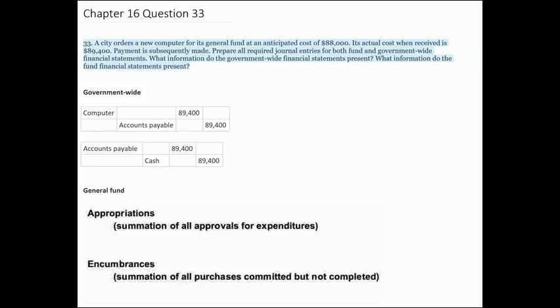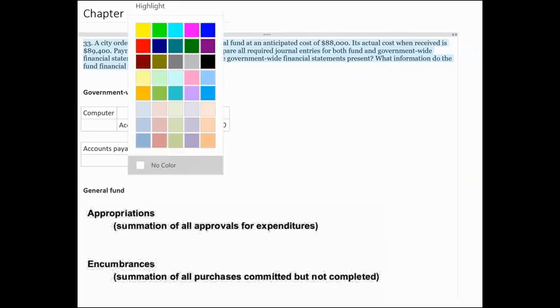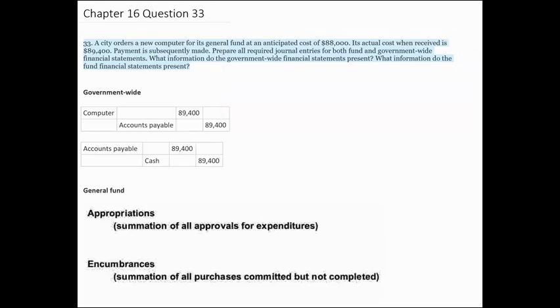Let's first prepare the journal entry for the government-wide financial statement. For this transaction, the city purchased a computer and paid later. So when the city received the computer, the journal entry is to debit the computer and credit accounts payable, assuming they made payment subsequently or later. The amount is $89,400. That's the amount on the invoice.